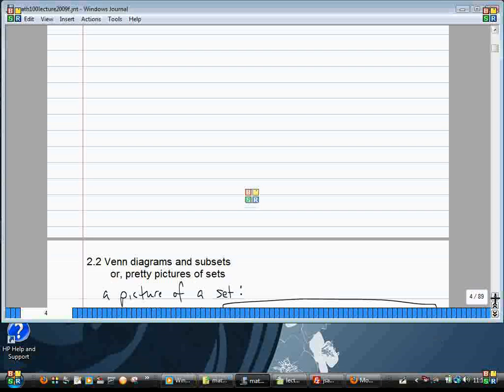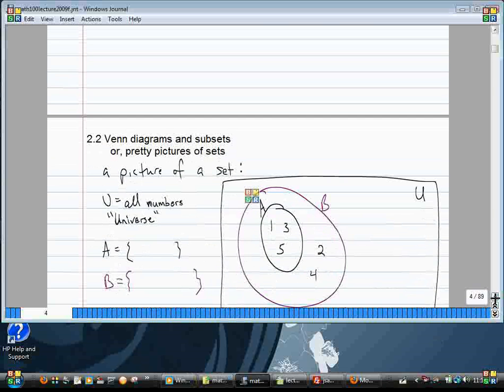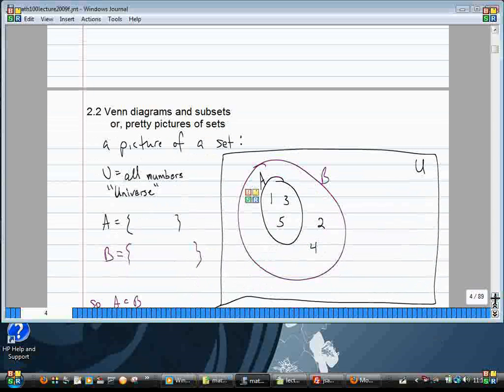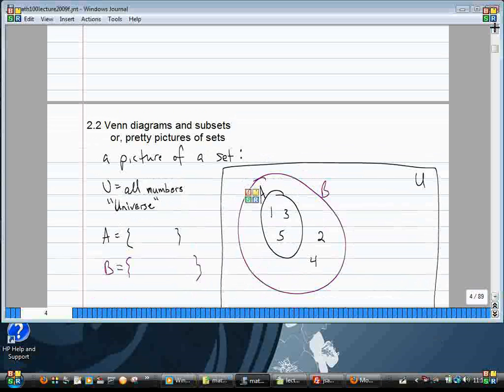Okay. So what the heck does a picture of a set look like? Here we go. This is the basic idea. So what are we looking at? Well, first of all, we've got two sets here, and the sets are called A and B. Now, what's typical when we draw a Venn diagram, which is a picture of a set, is we also like to draw a big box around everything and call that the universe.